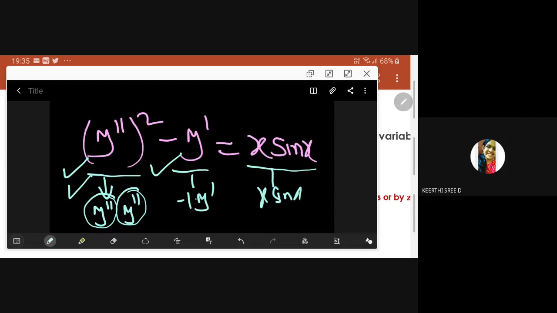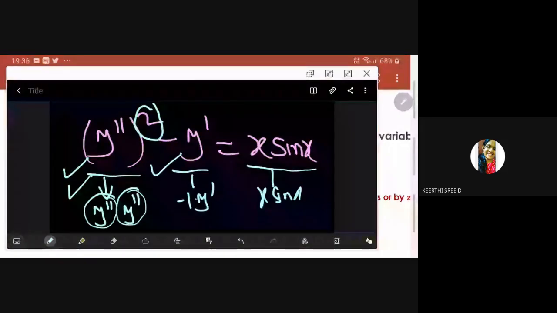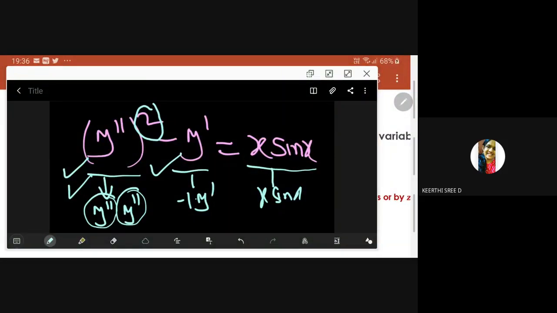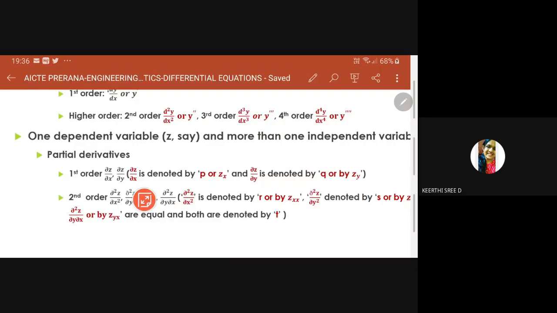Moreover, the highest order derivative here is 2 and the power of that is 2. So this is a second order, second degree differential equation. When it comes to coefficients, you cannot talk about coefficients here. Only when it is a linear equation can we talk about coefficients, whether they are constant coefficients or variable coefficients; that we can differentiate only when dealing with linear equations. This is all about the second slide.